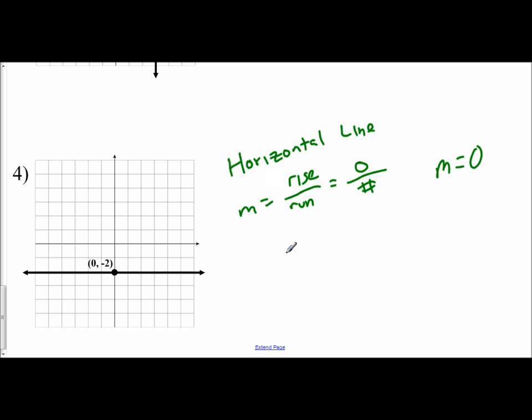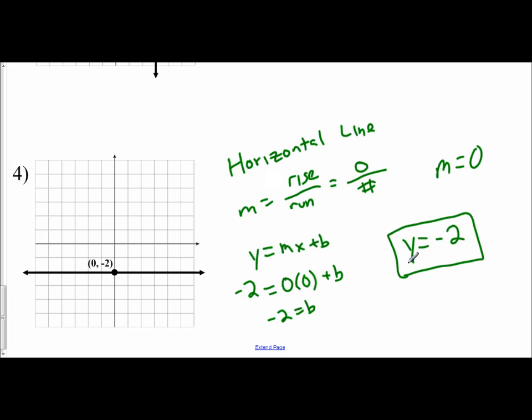So I can actually think about that. If I do slope-intercept form, y equals mx plus b, I have my coordinate, -2 for my y, I have 0 for my slope, I have 0 for x, and I have b, well then -2 is b. So then y equals 0x, which is just 0, plus b, which is -2. So y equals -2. The equation of a horizontal line is always y equals whatever number it goes through on the y-axis.